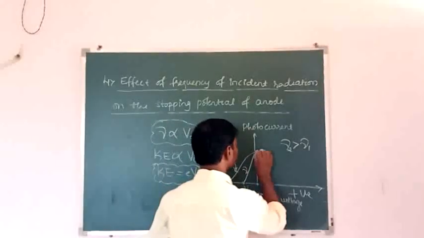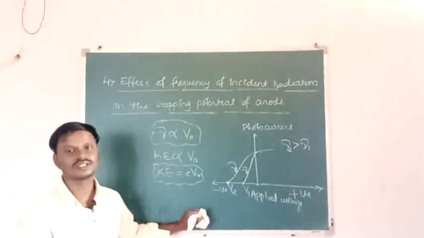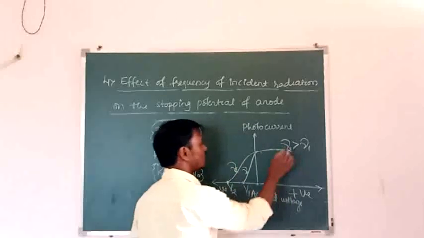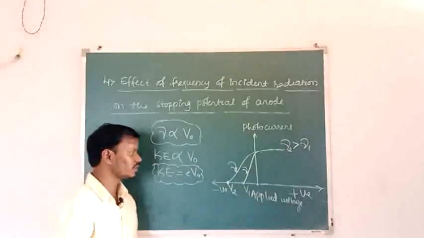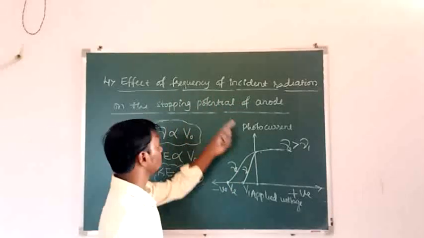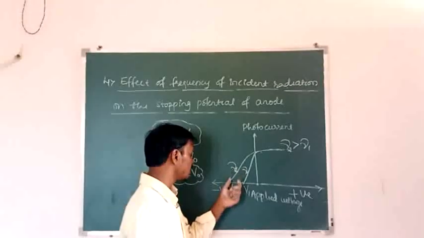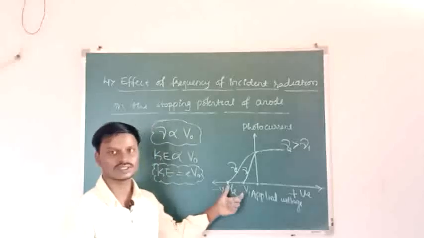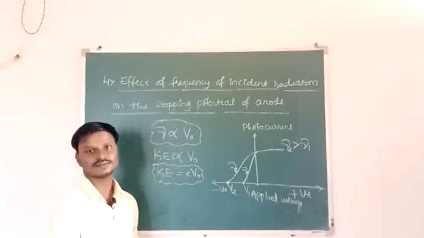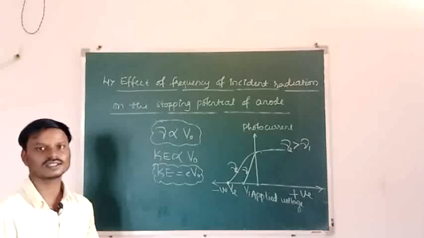But there is a saturation current. If the voltage applied across the anode is positive and the current becomes maximum, that is called the saturation current. So this is the graphical representation of the effect of frequency of incident radiation on the stopping potential of the anode. See here once again, if the frequency is maximum, we require maximum stopping potential. If the frequency is minimum, we require minimum stopping potential. So this is about the experimental observations on the photoelectric effect.